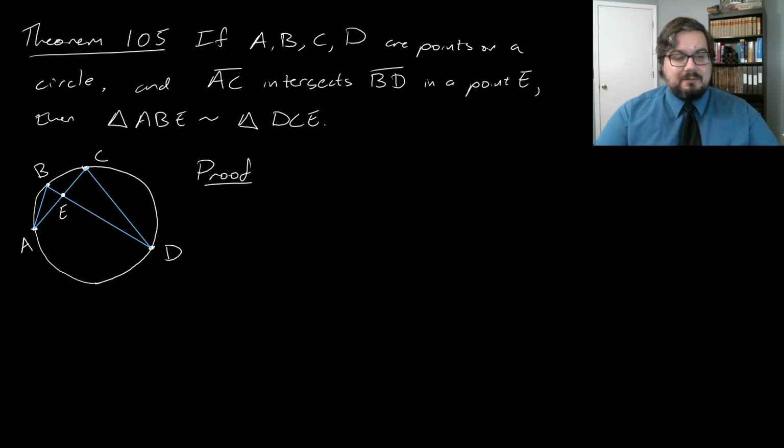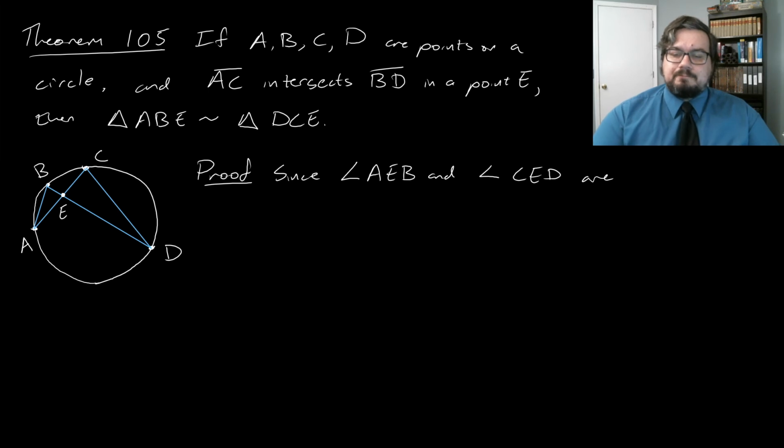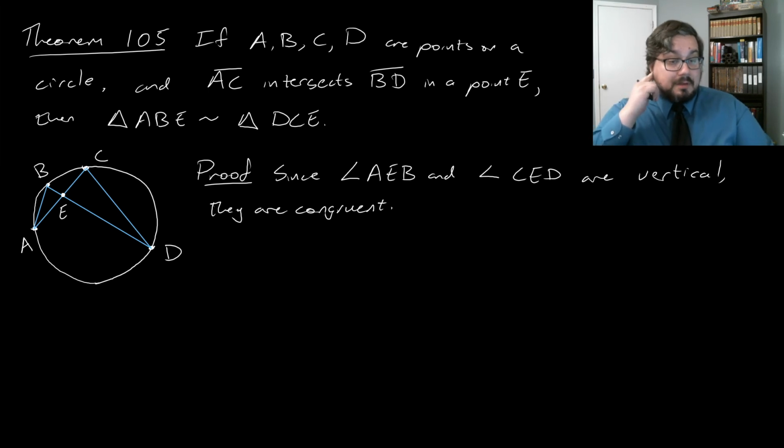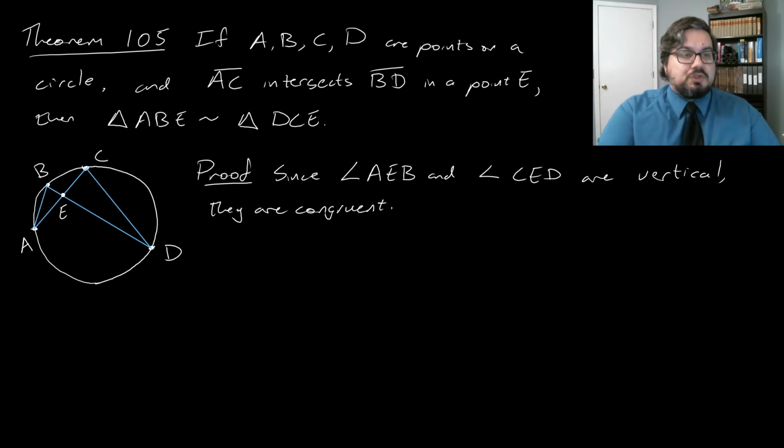Easy one out of the way, we have vertical angles, and vertical angles are congruent. So since angle AEB and angle CED are vertical, they are congruent. Okay, that's great. So the next thing that we want to do is to consider the arc from A to D.